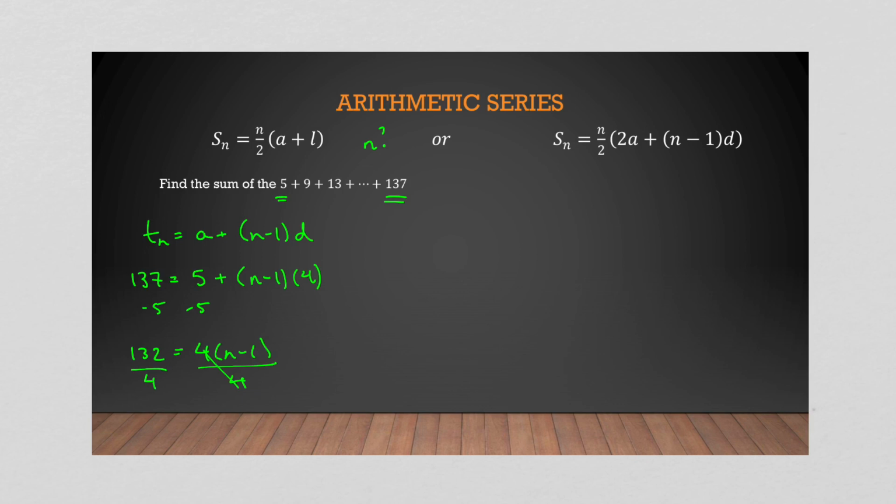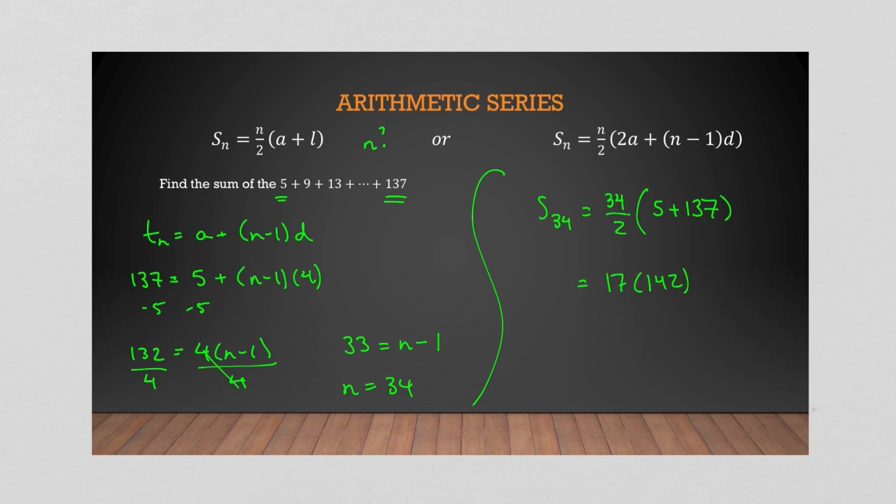Well, 132 divided by 4 is, 4 goes into 13 3 times with 1 remainder. 33 equals n minus 1, so n equals 34. So we got our n, and now we can use our summing equation for the first 34 values. Is 34 over 2 times 5 plus 137. Which gives us 17 times 142, which then we calculate out to 2,414.